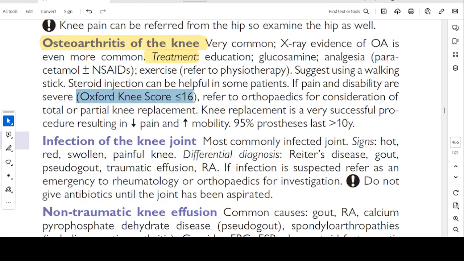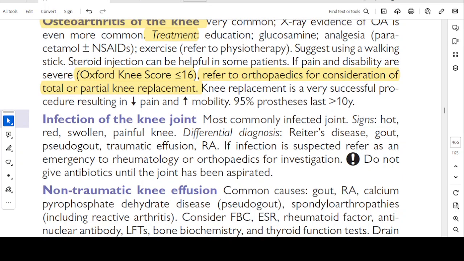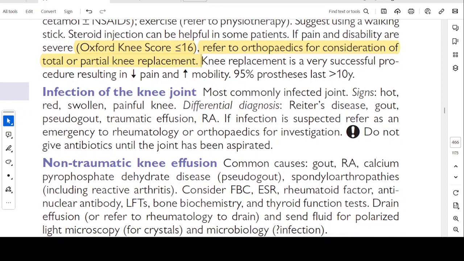So in Oxford knee score less than 16, you have to refer to orthopedics for consideration of knee replacement, whereas in hip score less than 20, you need to refer to surgery. Knee replacement is a very successful procedure resulting in decrease in pain and increase in mobility. 95% of prostheses last more than 10 years. Infection in the knee joint. The most commonly infected joint is the knee joint.